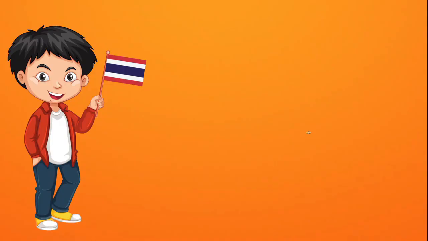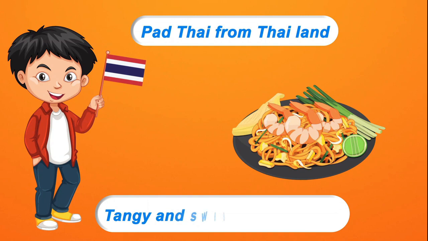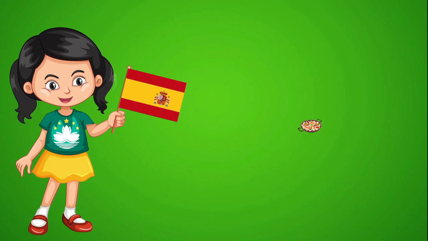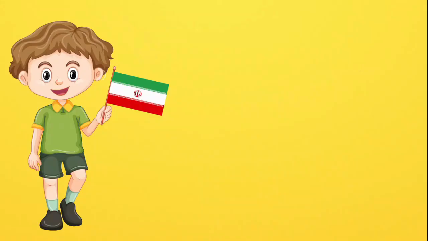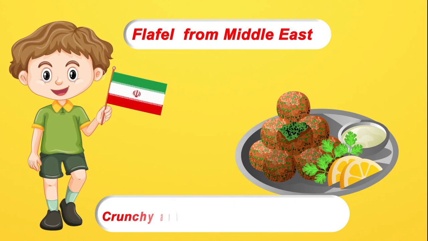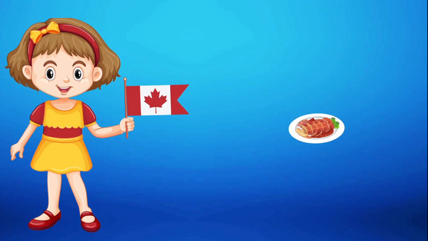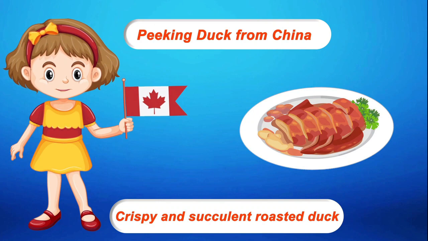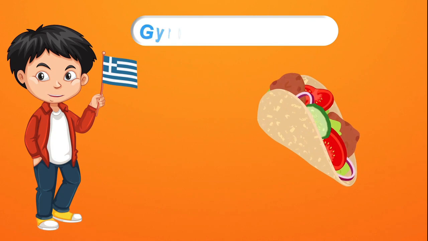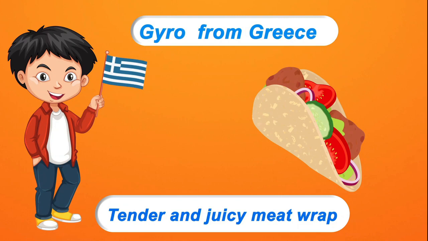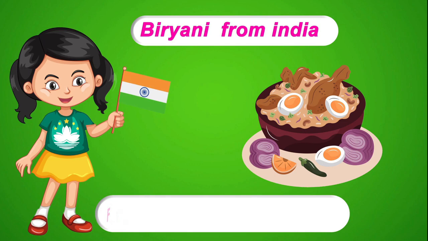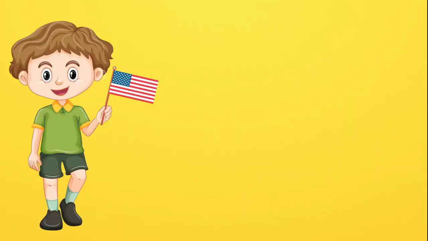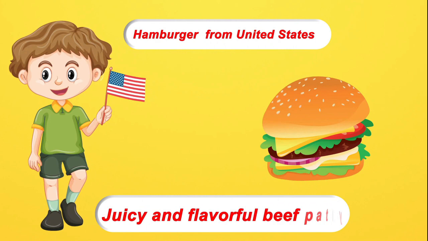Pad Thai. Crunchy and flavorful chickpea balls. Peking duck. It's from China, crispy and succulent roasted duck. Gyro. It's from Greece, tender and juicy meat wrap. Biryani. It's from India, fragrant and spicy rice dish. Hamburger. It's from United States, juicy and flavorful beef patty.